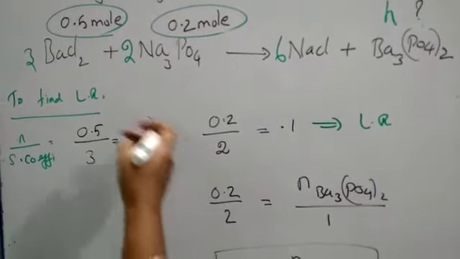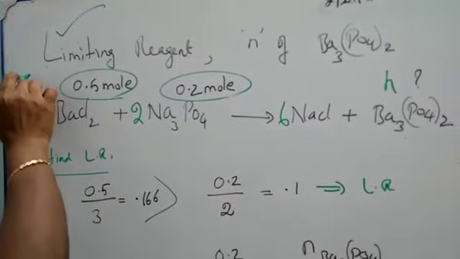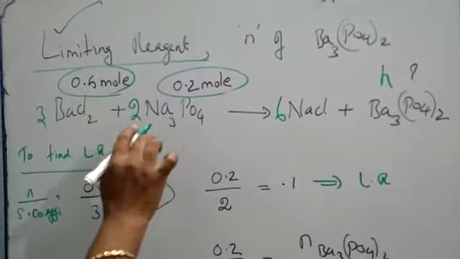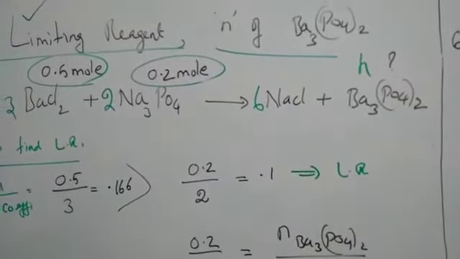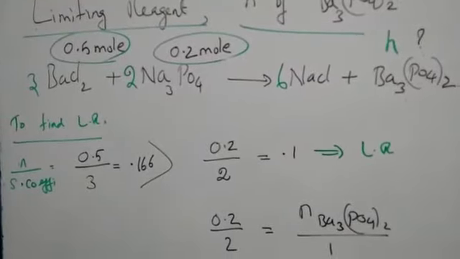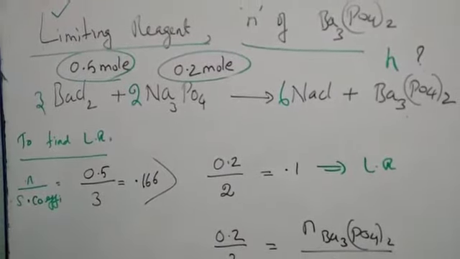How we should approach the sum, the plan is given here. First you have to find the limiting reagent. From the limiting reagent, you have to find the number of moles of barium phosphate. So limiting reagent is an important question in chemistry. So this type is very important.